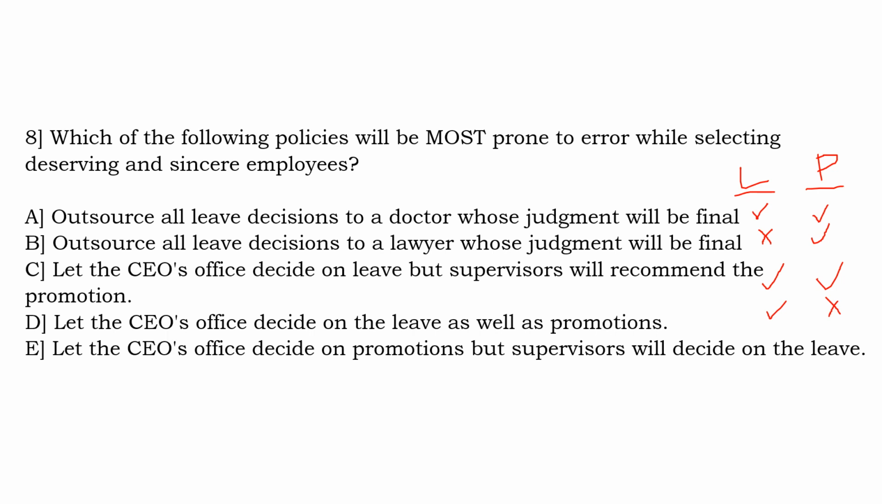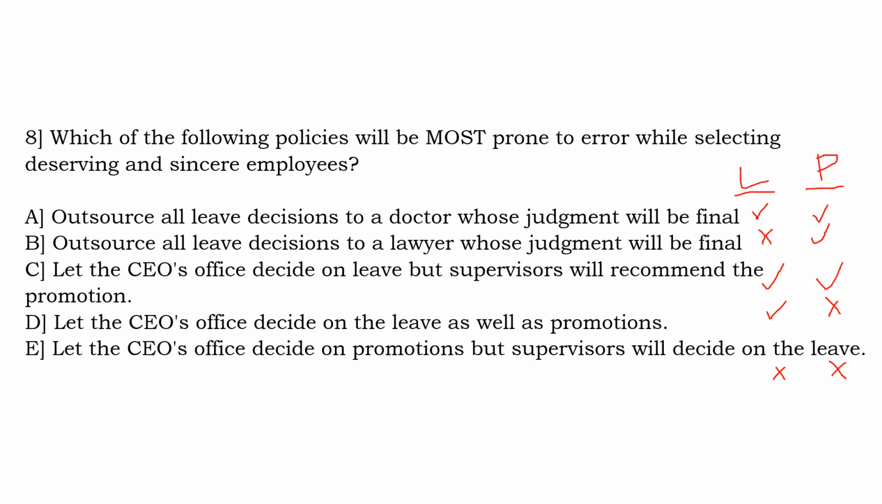So now go to the last one, let the CEO's office decide on promotions, but supervisors will decide on the leave. So when the CEO's office decides on the promotions, they will be error prone, we know that. When supervisors are deciding on the leave, again they are error prone. That is why this issue has come up. So that also is a problem.